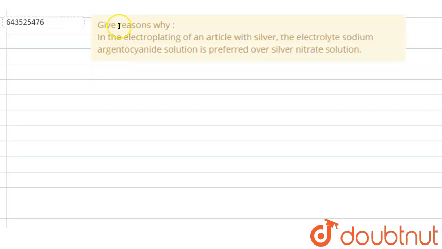Hello everyone, let us solve this question. The question says, give reasons why in the electroplating of an article with silver, the electrolyte sodium argentocyanide solution is preferred over silver nitrate solution. So in this question, we have to give the reason why in the electroplating of an article with silver, the electrolyte sodium argentocyanide solution is preferred over silver nitrate solution.